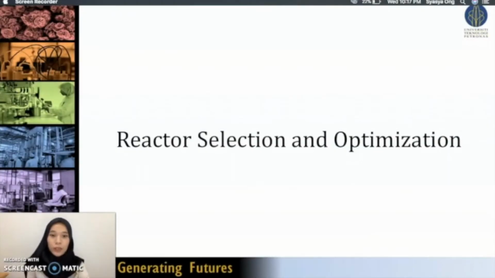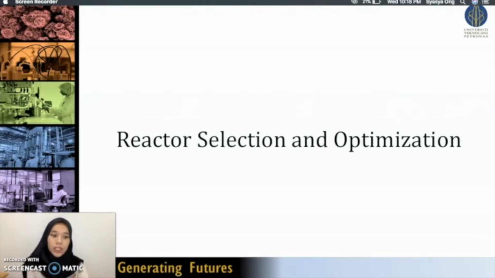So now we are going to proceed with reactor selection and optimization. So in this process, there are two main reactors, which are first the depolymerization reactor and the second one is the TPA solidification reactor. So for reactors, there are two main types, which are first the batch reactor and the second one is continuous reactor.